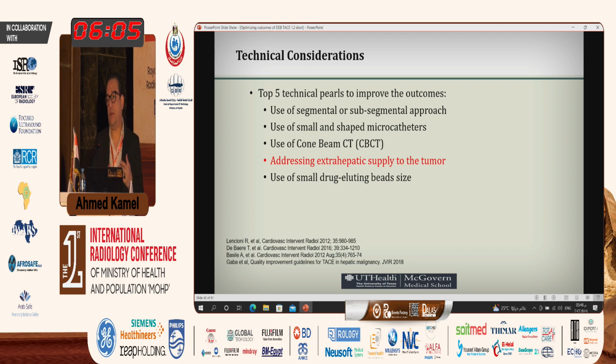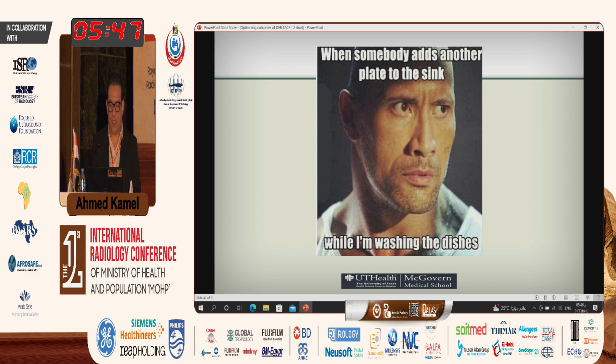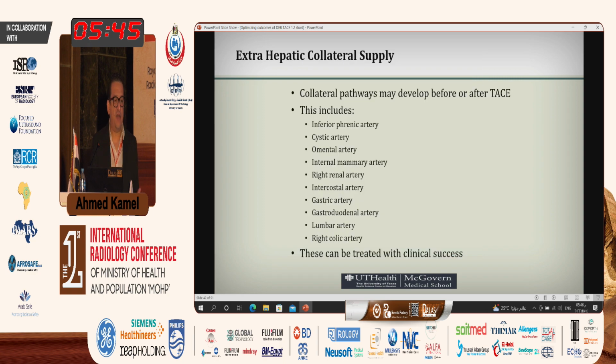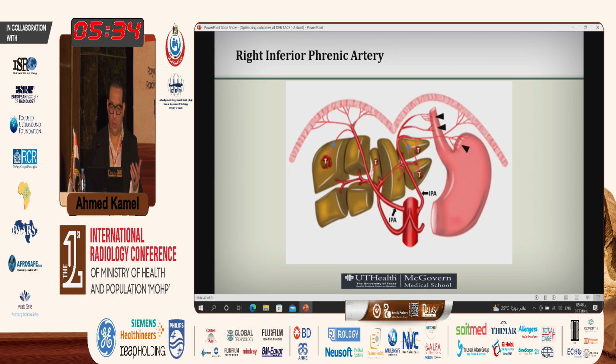Or better than this is to do cone beam CT at that time, and to see part of the tumor only is filled with the chemoembolization material and the other part is not. So either way, there is part of the tumor that is actually being fed by a different artery than the one that you treated. In these cases, you have to look for other arteries that can supply that tumor. This is the list of arteries that can actually supply an HCC, amazingly, almost everything. And I will show you some examples of this.